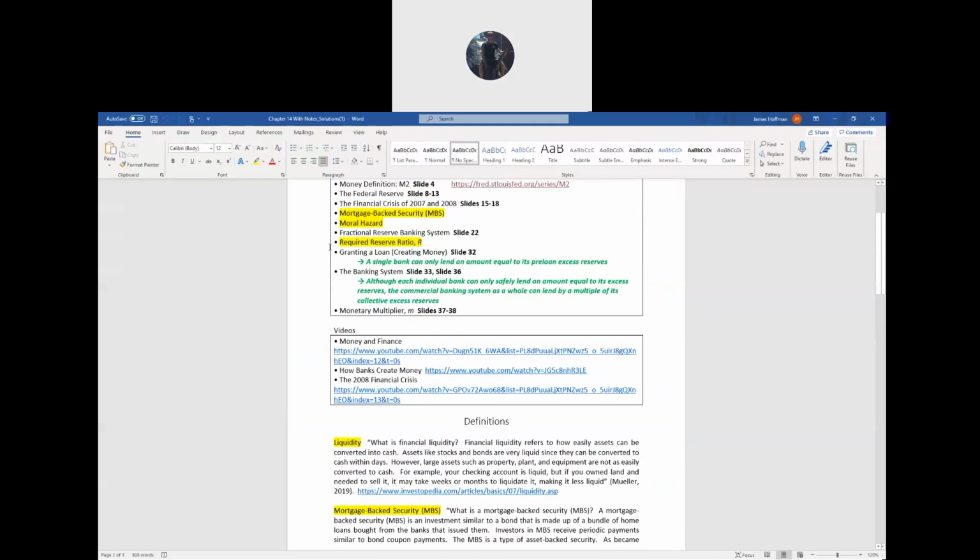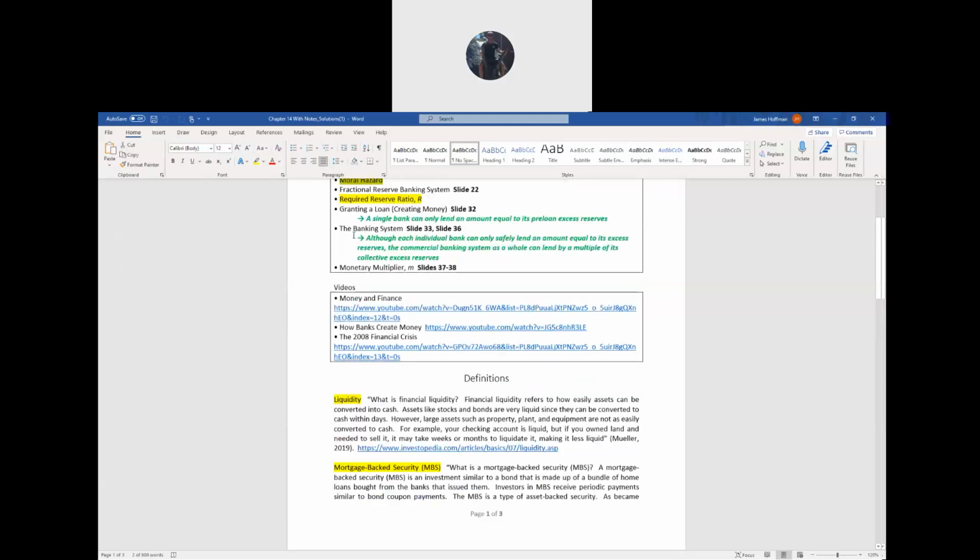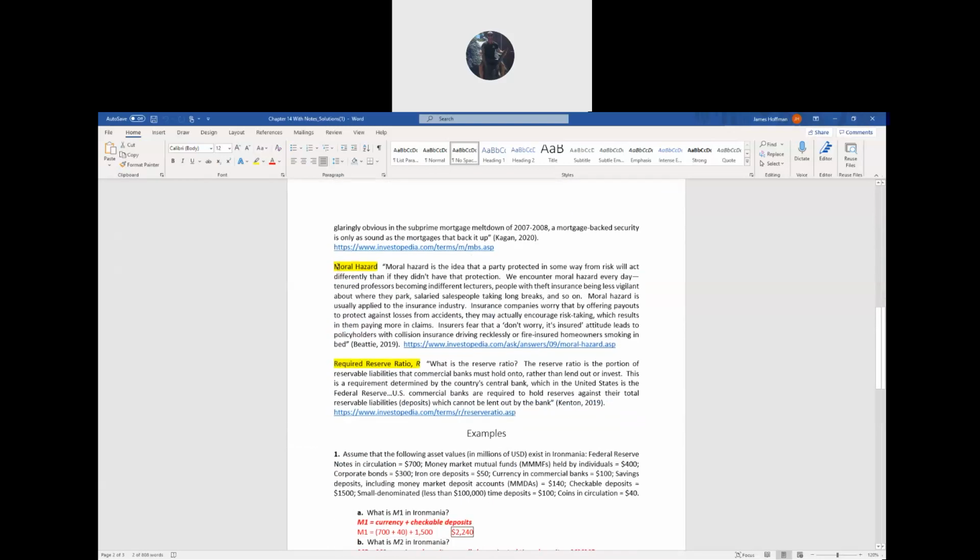Okay, where are we? I put a term here called moral hazard. All right, let's define that. Moral hazard is the idea that a party protected in some way from risk will act differently than if they didn't have protection. The idea that applies to the financial crisis was that a lot of the big banks, or a lot of people in the whole home loan industry, were acting more risky than they would otherwise have if they didn't think that there would be some kind of bailout. A lot of the big banks did riskier things than they probably should have because they knew there was a potential for a bailout, which there was.